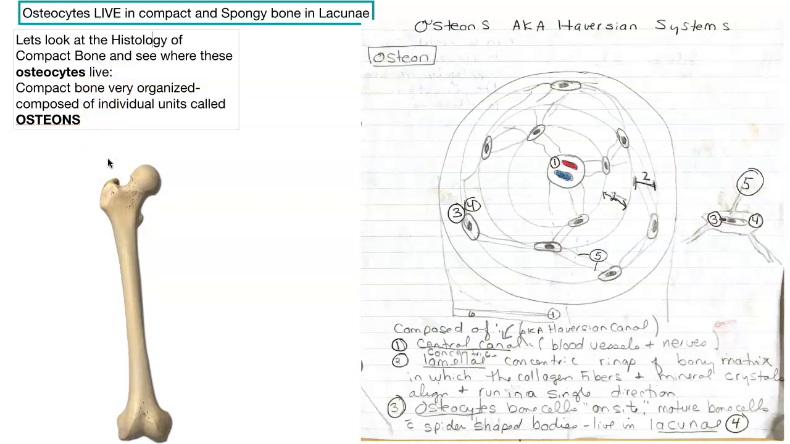So compact bone, the hard outer bone, is very organized, and it's composed of units called osteons. You have to understand what osteons are. Osteons, aka Haversian systems, in case you see that word, but we just call them osteons.